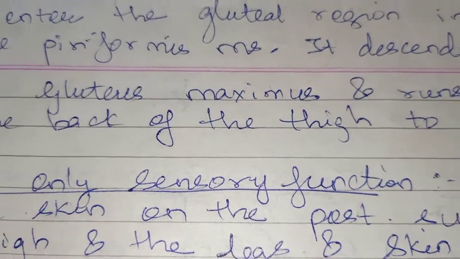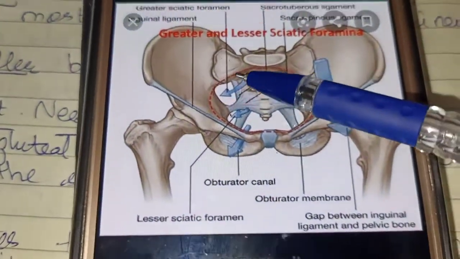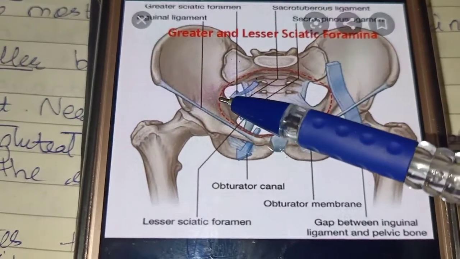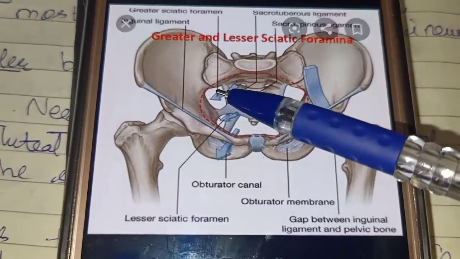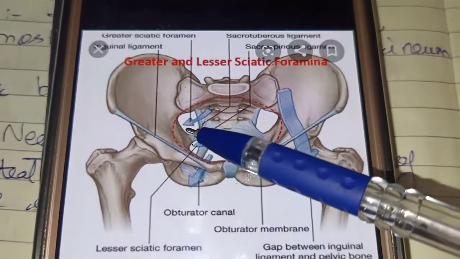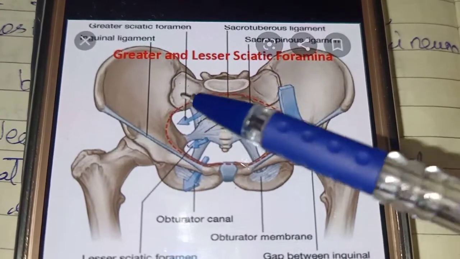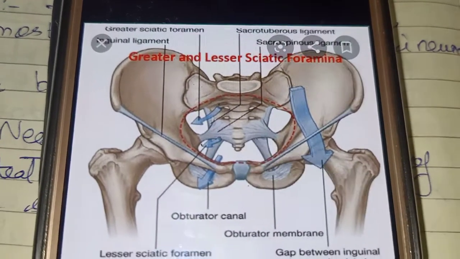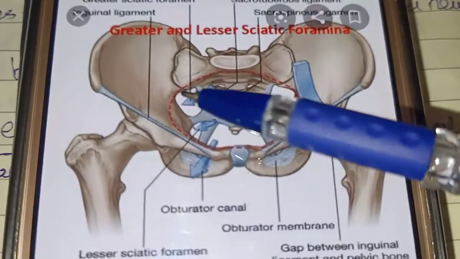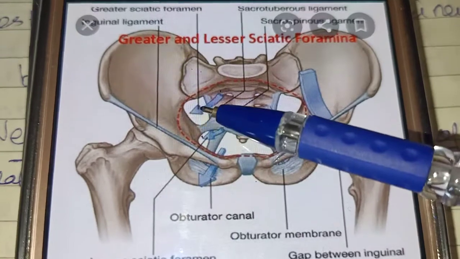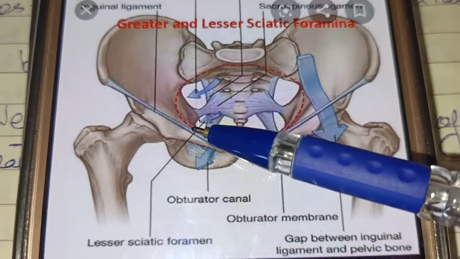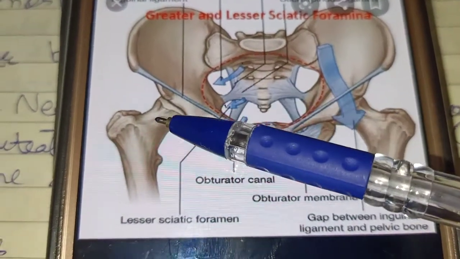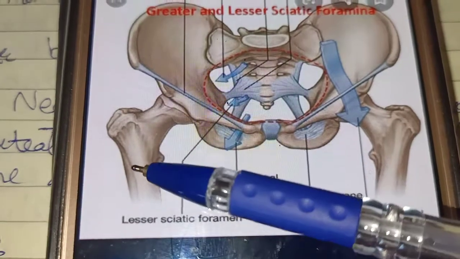Now the posterior cutaneous nerve of the thigh will leave the greater sciatic foramen and reach the gluteal region posteriorly, inferior to the piriformis. Superior to the piriformis was the superior gluteal nerve. Inferior to the piriformis was the inferior gluteal nerve, as well as the sciatic nerve. The posterior cutaneous nerve of the thigh is also inferior to the piriformis, and then it will descend down the back of the thigh.